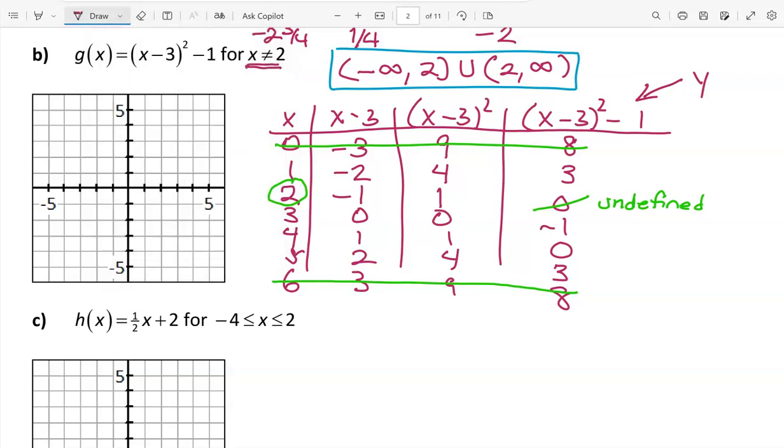So when we graph this, we have the point 1, 3. We would have 2, 0, but the graph will not have a point there, so I'm going to draw an open circle there. And then 3, negative 1, 4, 0, 5, 3. And so this gives us a pretty good idea of what this parabola looks like. But it's a parabola with a missing point, which we'll denote with an open circle.